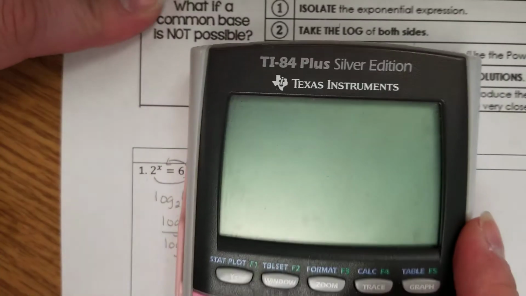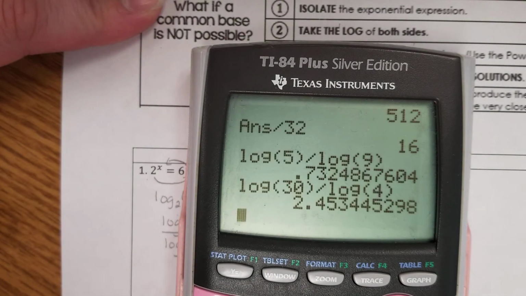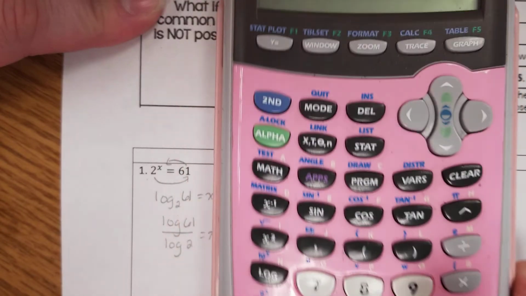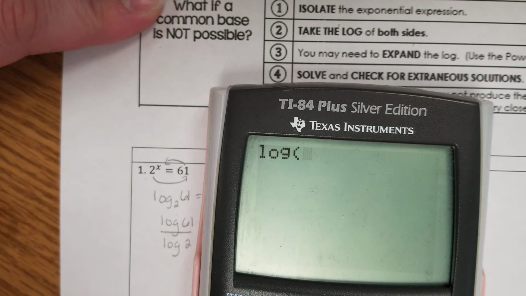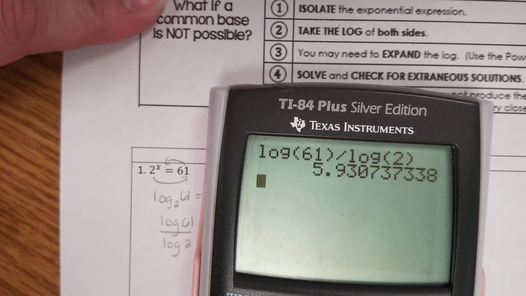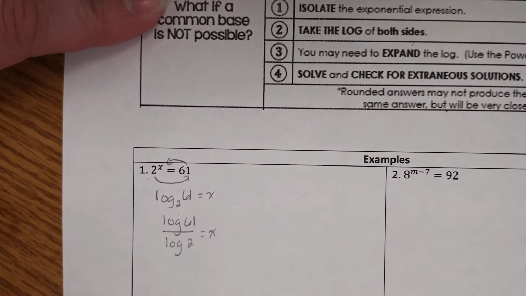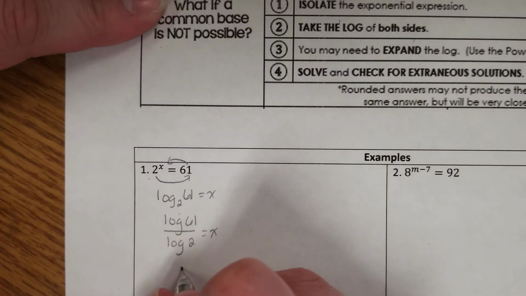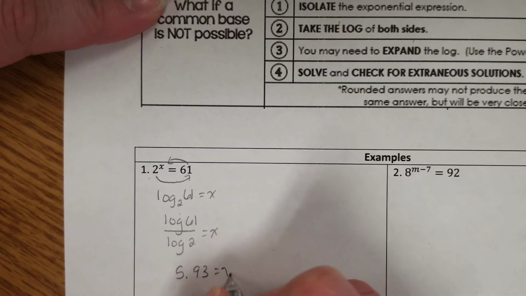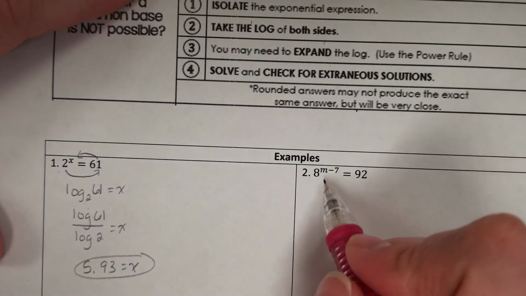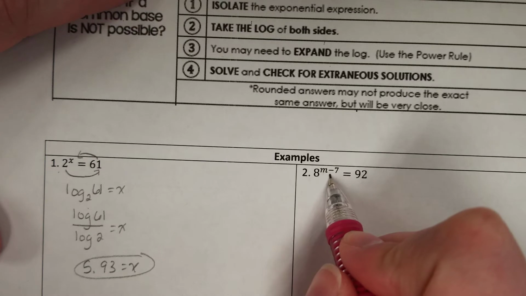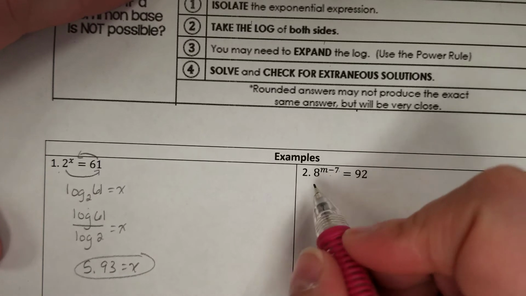And just to show you what that looks like in the calculator, the log button is down here. So you hit log, and then 61, you have to close the parentheses, divided by log of 2, and there's your answer. So x equals 5.93, and there we go.